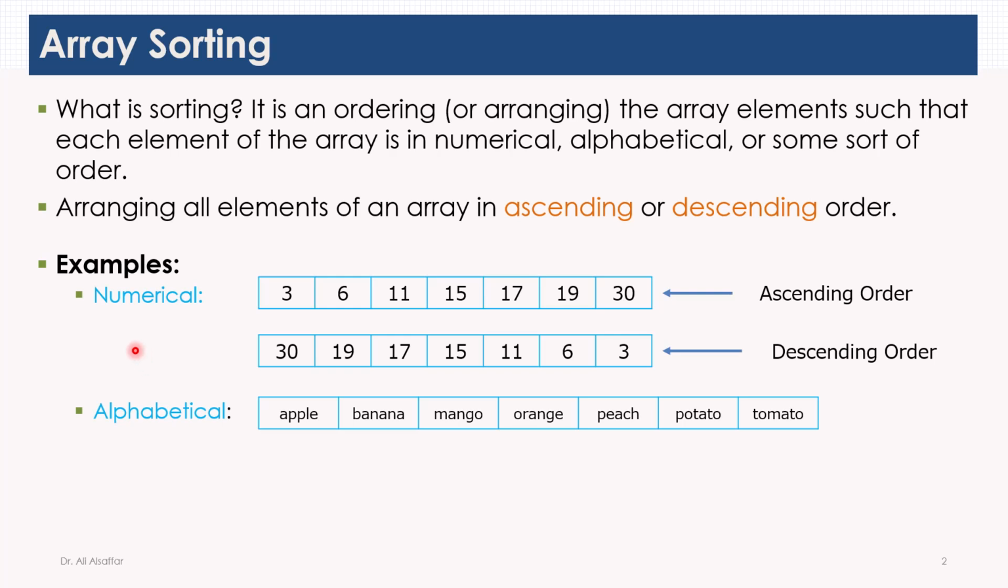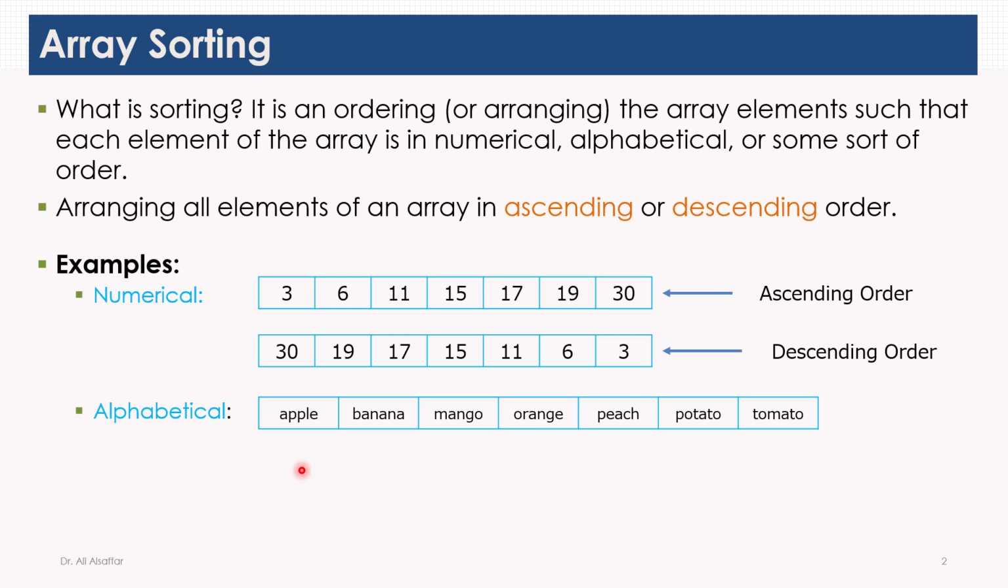If we have an array of strings, then the ordering is called alphabetical ordering. So in this case, we have to follow the alphabetical order for each string inside the array. For example, here, this is an ascending ordering. Apple in alphabetical order comes before banana. Banana in alphabetical order comes before mango. Mango in alphabetical order comes before orange. So we say that the array is in ascending order.